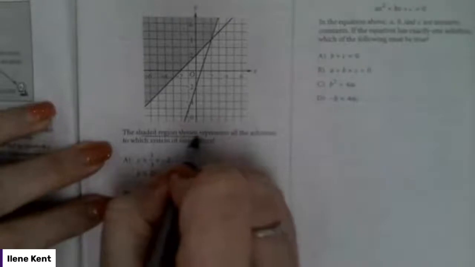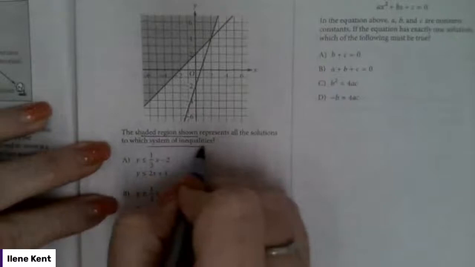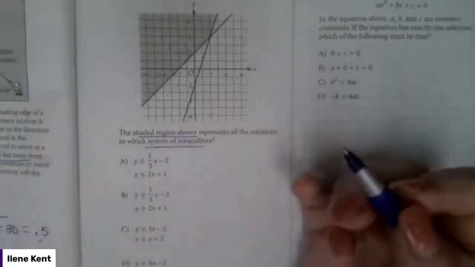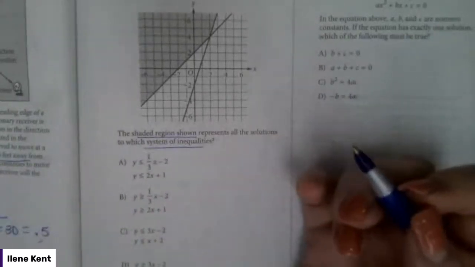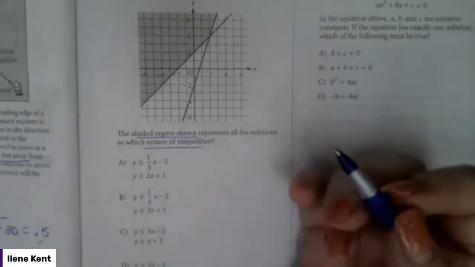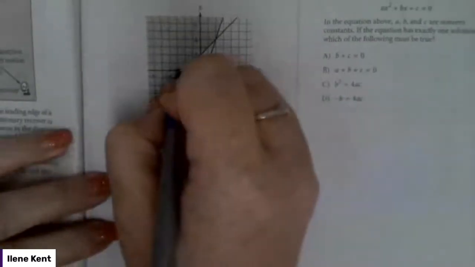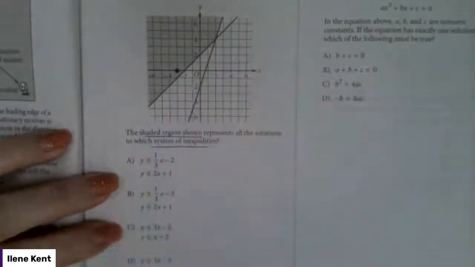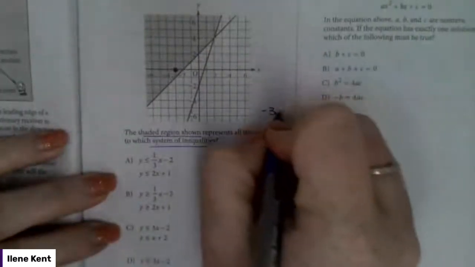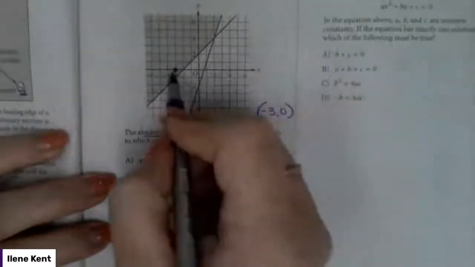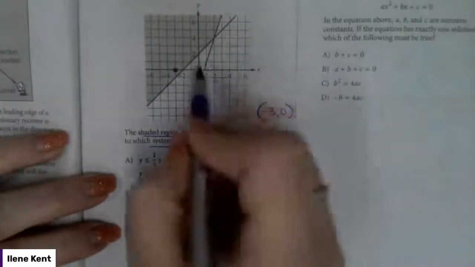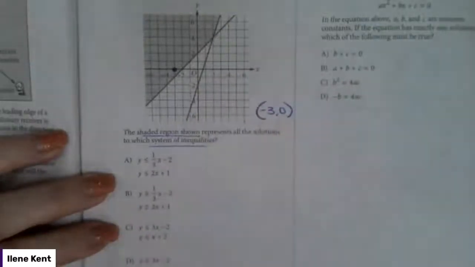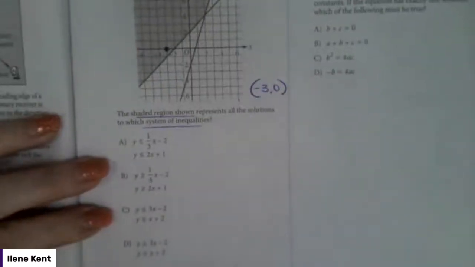Okay, number 7. That's kind of hard to get them all on the screen. We have a shaded region representing all of the solutions in which system of inequalities. So in this case, we're going to have to solve a few of the inequalities. The best way to do this is to just find a test point. Like this one's an easy one. I'll use -3, 0 because it falls in line with both. Make sure you don't pick any points over here because that's not going to fall where you need it to fall. And we can plug it in.